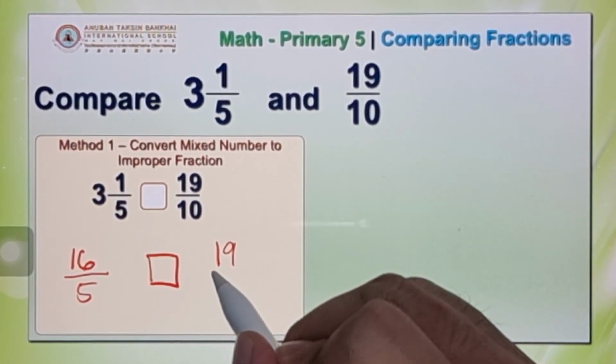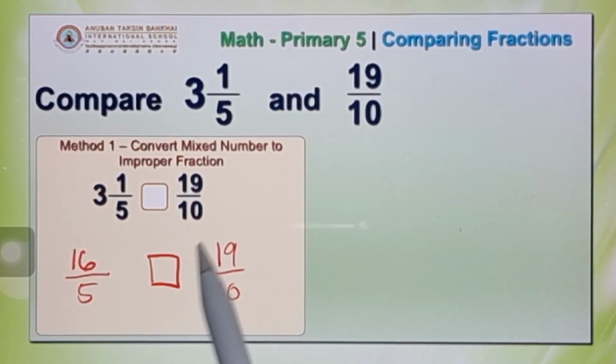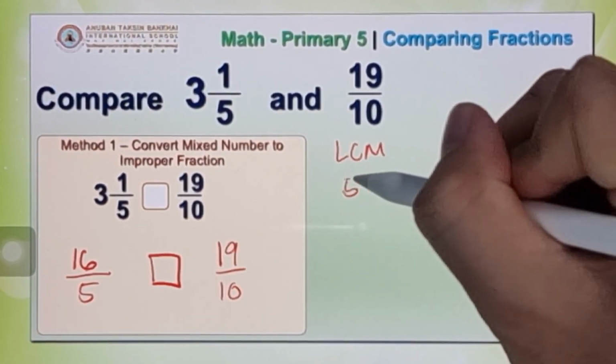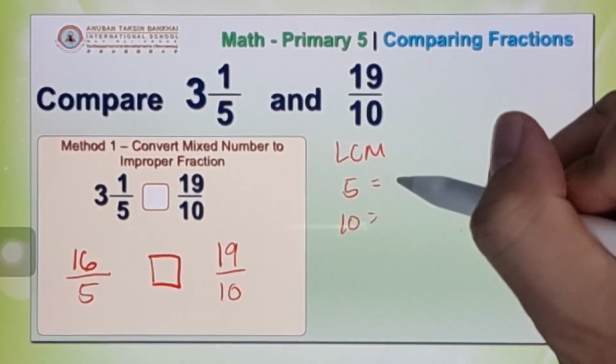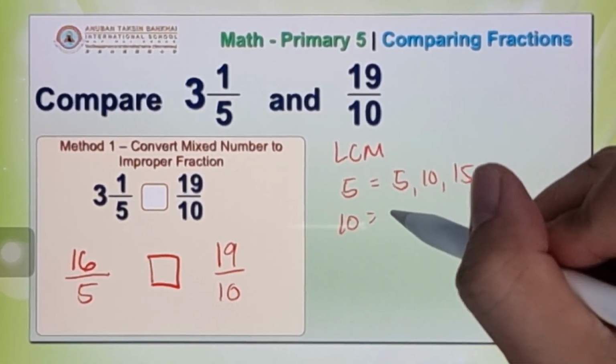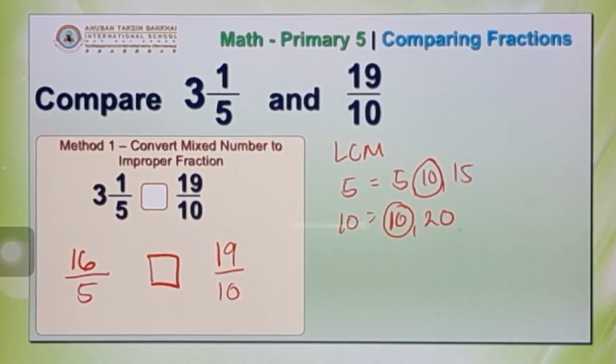Blank 19 over 10. Denominators, they are not the same. So the LCM of 5 and 10, what's the LCM? 5, 10, 15. Let's have this. 10, 20. Okay, we have here, it's 10.